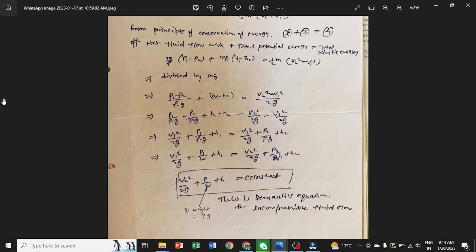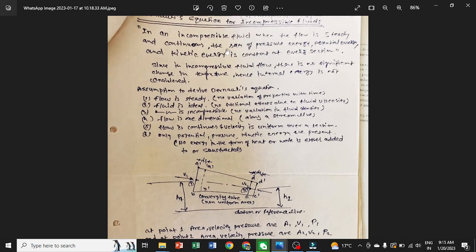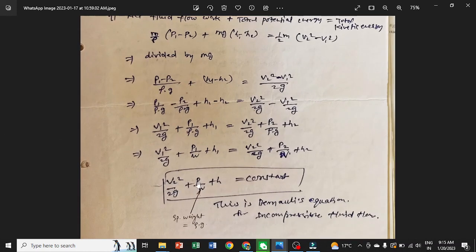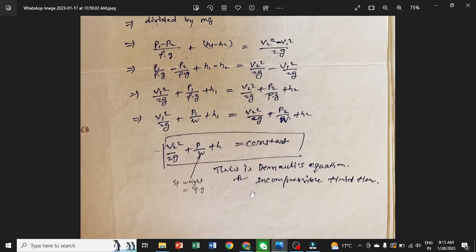So what was our primary sentence? The primary sentence was that the sum of pressure energy, potential energy and kinetic energy is always constant. So this is kinetic energy, this is pressure energy, this is potential energy. The sum of these three energies is always constant at every section. So this is the proof of Bernoulli's equation of an incompressible fluid by using the energy conservation principle.